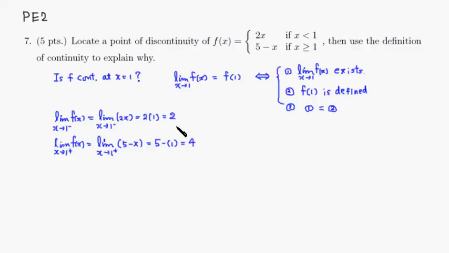You can see that the left-hand limit and the right-hand limit give you different values. So this implies that the limit of f of x as x approaches 1 does not exist. Therefore we already failed the first condition, which means that f is discontinuous. So we say, therefore, f is discontinuous at x equals 1. That's it. I hope that this was clear.